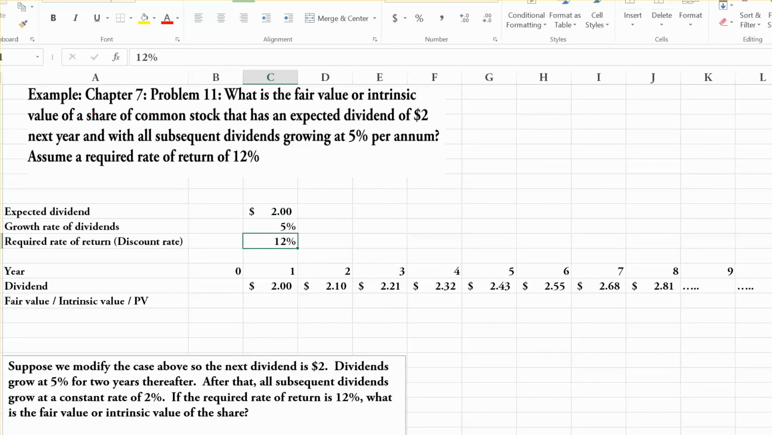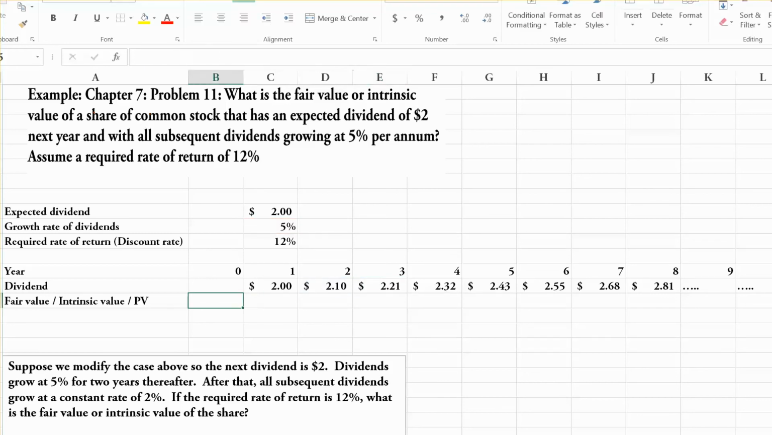So if you were to actually map out the actual dividends, the first dividend was $2. The next dividend, which as you can see from this formula up here, is this first dividend C14 times 1 plus C10, which is the 5%. So it's taking this value, growing it by 5%.